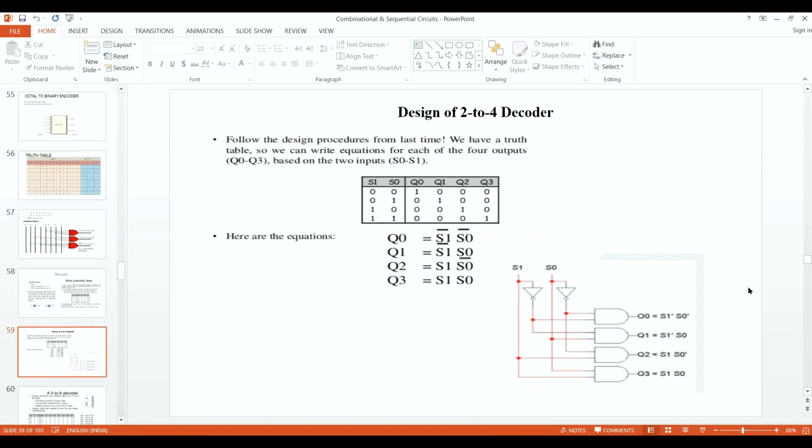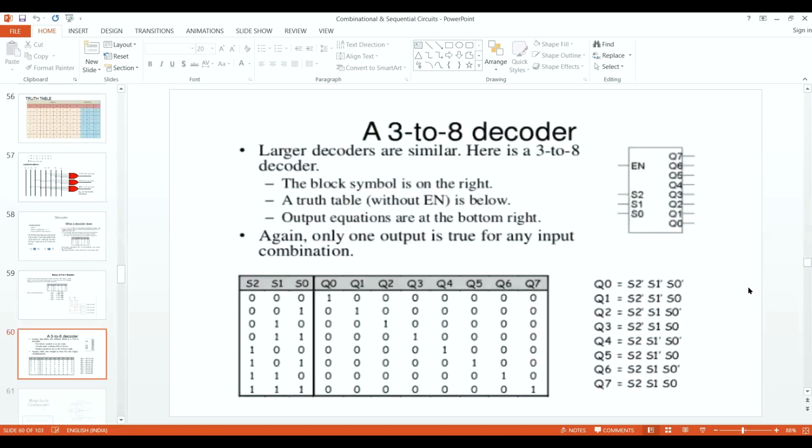If we are having a 2 to 4 decoder, how many inputs? 2, in the form of select lines. Okay, so Q0 would be S1 bar, S0 bar. It is totally up to you. It is not confined that Q0 has to be S0 bar, S1 bar. It can be different also. But we have to remember that all the select lines need to be incorporated in a particular pattern.